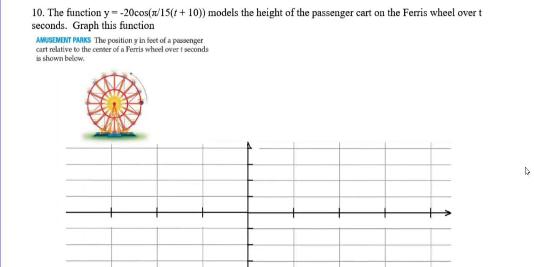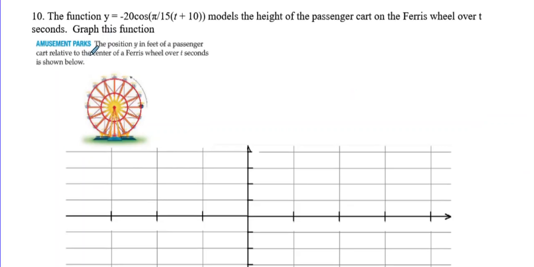Alright, we are going to now graph the equation of this Ferris wheel, the position y of the Ferris wheel cart relative to the center of the Ferris wheel over t seconds. So we're going to put t seconds over here, and we're going to put the position y over here. Now this looks messy, but it actually works out pretty well. We know that we have a negative here, so the negative is going to reflect the graph, so it's going to be one of these graphs. The 20 is the amplitude, so amplitude equals 20.